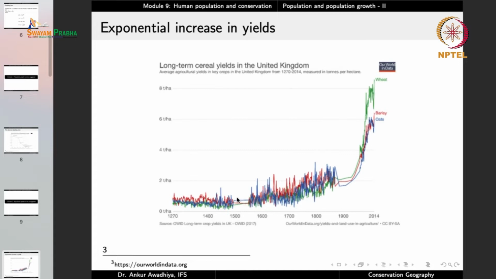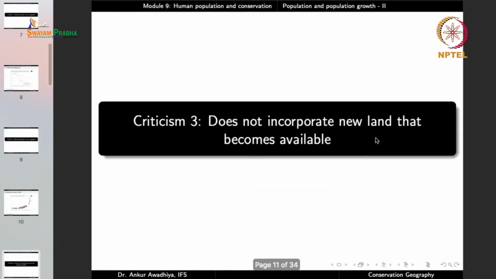Whereas if we went by Malthusian theory, it should have been a straight line. So there is an exponential increase in yields as well. Third, the Malthusian theory does not incorporate new land that has become available.